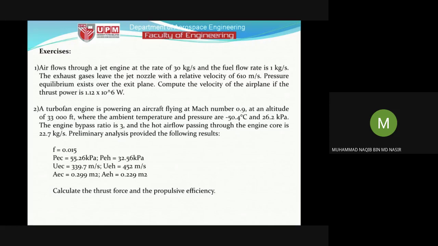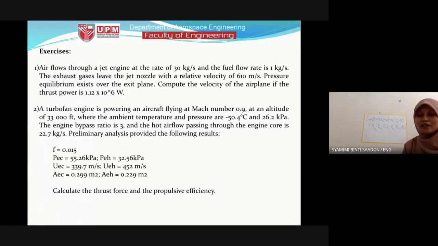Yes, by using the bypass ratio. The definition of bypass ratio, we write it as beta, is MC over MH. MH is 22.7, and this beta bypass ratio is 3. So MH times 3, and we get MC.